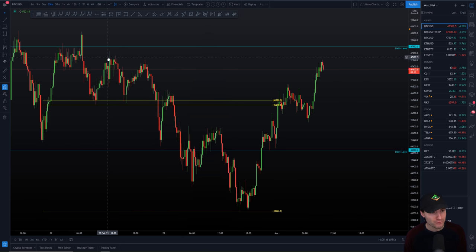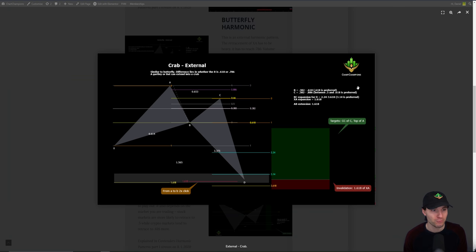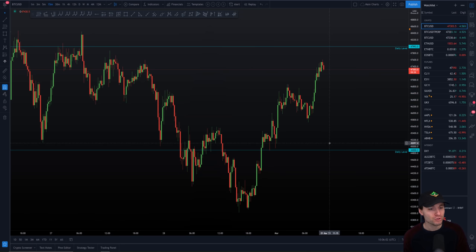But let's just now remove that. That has played out. So we can now remove that and hopefully you've learned something. If you want more cheat sheets like that, we obviously have many cheat sheets on the Chart Champions website. But bringing it back to what we have here then. So what you will see here, we came down to $43,000.